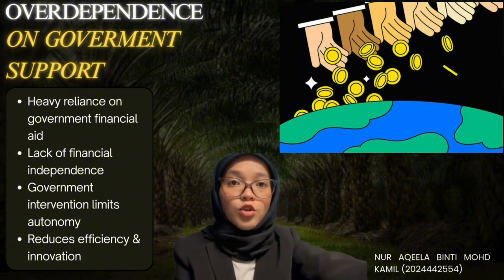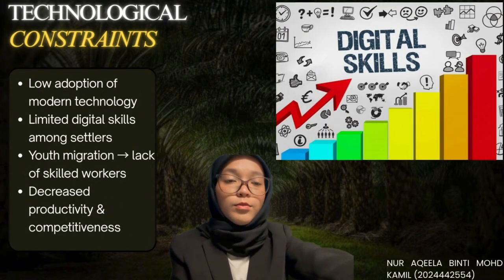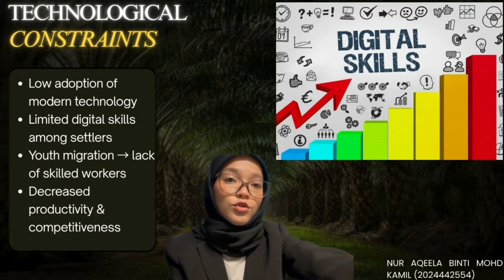In addition, too much government interventions can limit their autonomy in decision making. This means they are not fully in control of their own economic activity. Overall, this overdependence can reduce efficiency and slow down innovations, making it hard for Felda communities to stay competitive in the long term. Okay, another important issue is technological constraint.